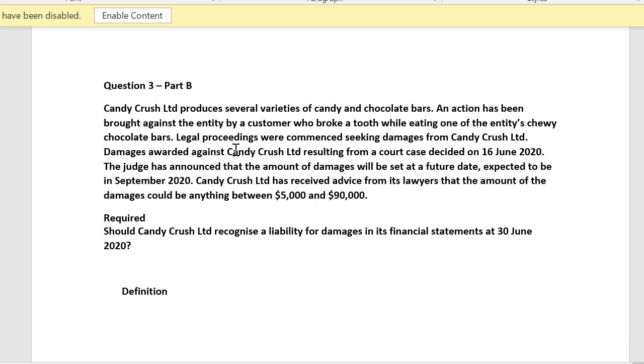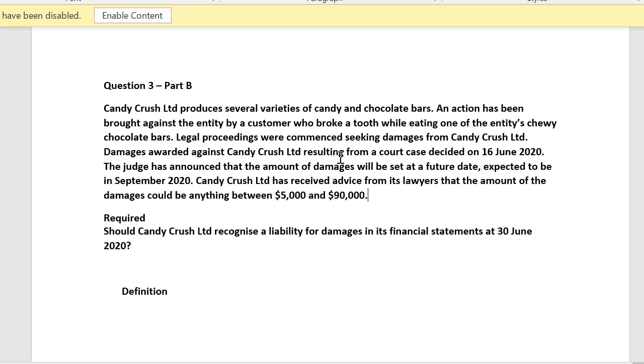All right, guys. Candy Crush. Candy Crush Limited produces varieties of candy and chocolate bars. It says an action has been brought against the business by a customer who broke a tooth while eating one of the entity's chewy chocolate bars. Legal proceedings were commenced seeking damages from Candy Crush. Damages awarded against Candy Crush resulting from a court case decided on 16th of June 2020. The judge has announced that the amount of damages will be set at a future date, expected to be in September. Keep in mind the reporting date for this question is 30th of June.